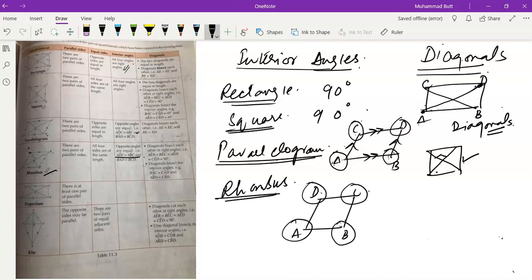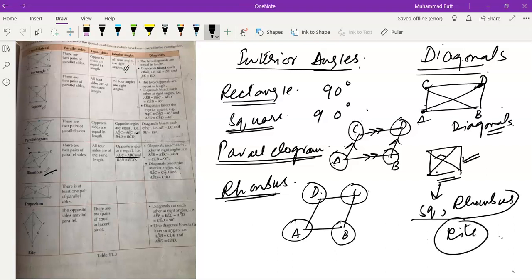You should remember that the diagonals of the square, rhombus and kite, we'll discuss kite further, the diagonals of these shapes bisect each other at 90 degrees. The point where they are bisecting each other, if you will see the angle which is being formed over here, it is of 90 degrees.